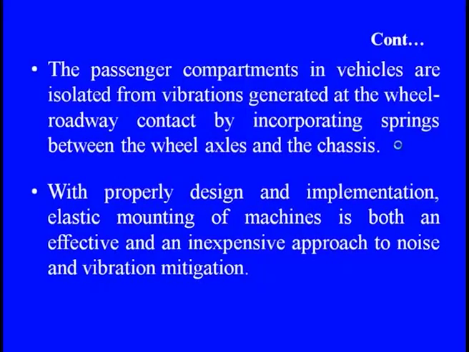Even here we can adopt a spring between the wheel axle and the chassis, a leaf spring, coiled spring, any kind of spring, and at the same time a damper, either a viscous damper or a passive damper. Any kind of material damping can also be adopted. With proper design and implementation, elastic mountings on the machine can effectively absorb the vibration, and this is one of the inexpensive approaches to noise and vibration mitigation.